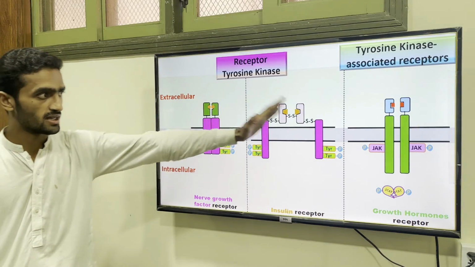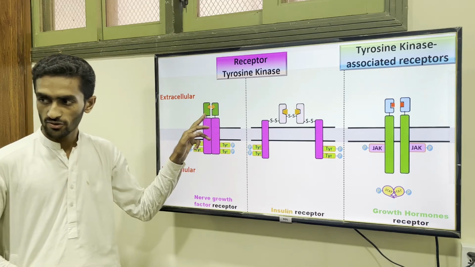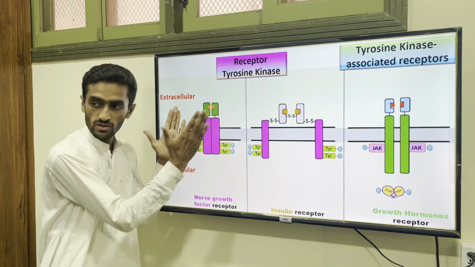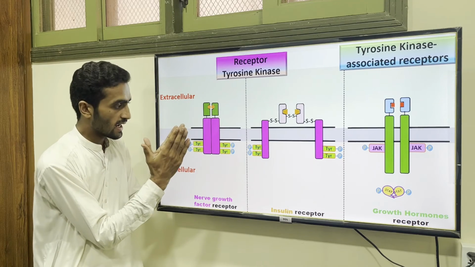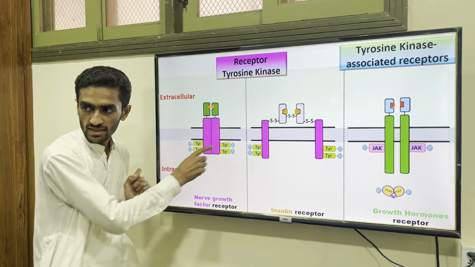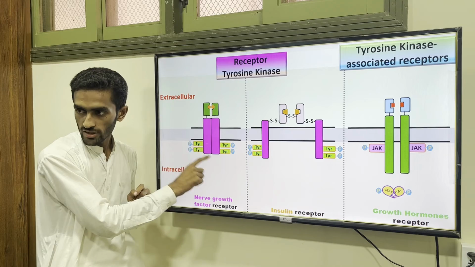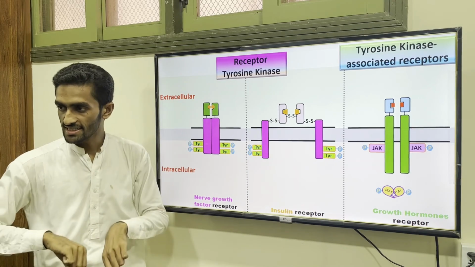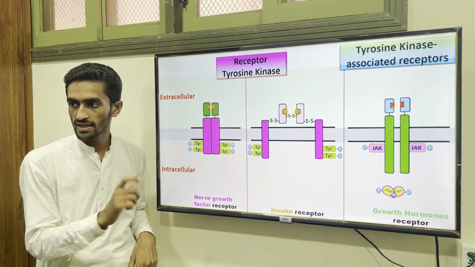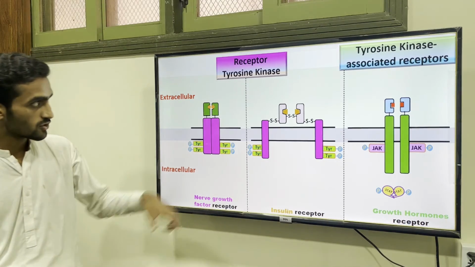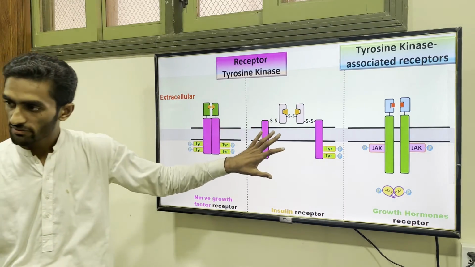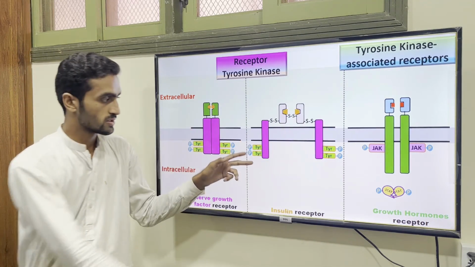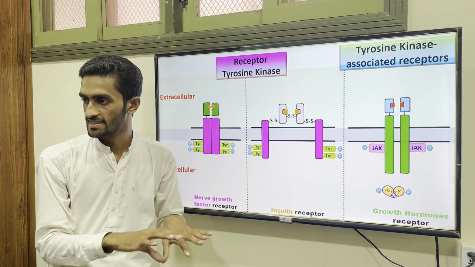Let me review all these steps. In this system, we have seen that as the hormone attaches to the receptor, in the first step a dimer forms, and in the next step tyrosine cross phosphorylation occurs. This was autophosphorylation because they phosphorylate themselves, and then this performs the actual physiological function. If you look at this system, the dimer was already made. As the hormone attaches, again there is phosphorylation of itself.